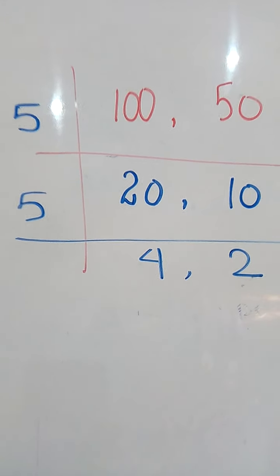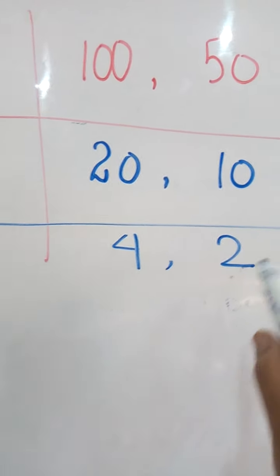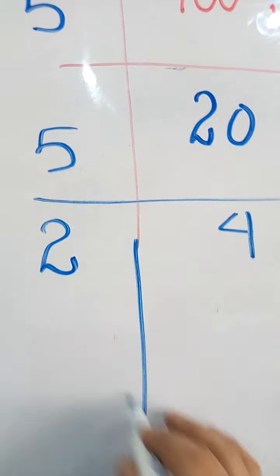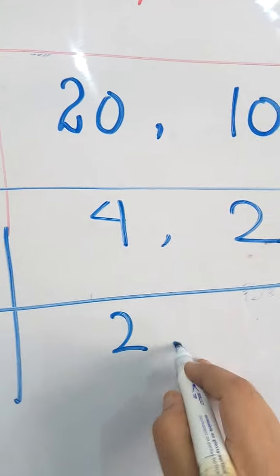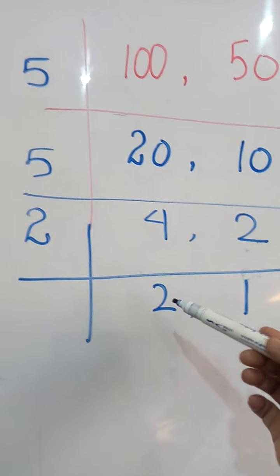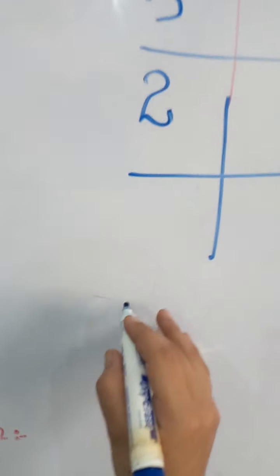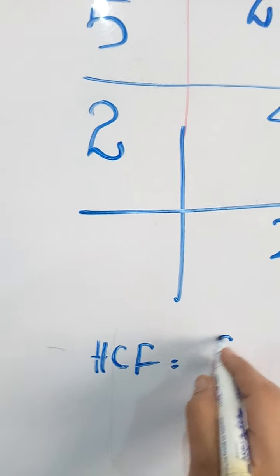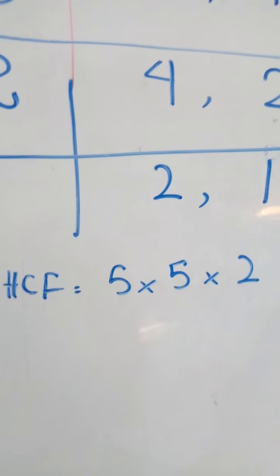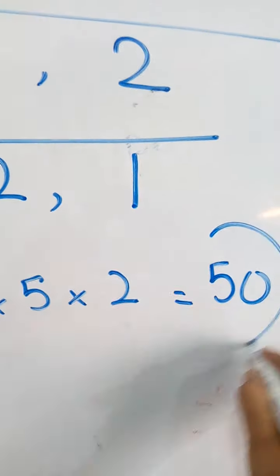Now look my children, over here I can change my table because 4 and 2 both are divisible by 2. So I'm going to choose 2 for them. 2 2s are 4 and 2 1s are 2. Now I cannot choose 2 again because in the numerator's placement I got 2 and in the denominator's placement I got 1. That means for the HCF I have to stop over here. My HCF will be 5 multiplied by 5 multiplied by 2. 5 5s are 25 and 25 2s are 50. It means my HCF is 50.